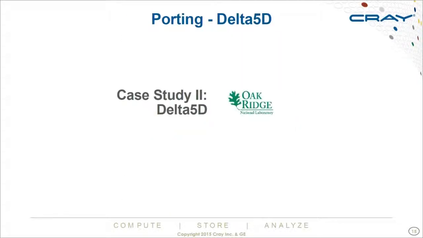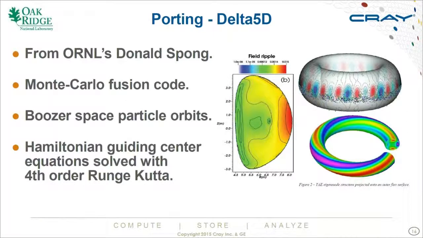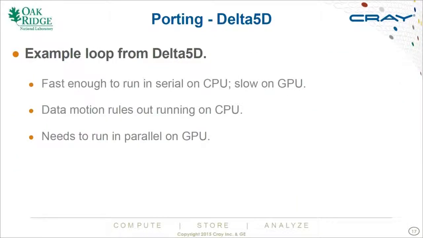The second case study is Delta 5D. It's a fusion code from ORNL's Donald Spong, and I apologize, I won't really talk about the Boozer space particle orbits. It's the science, and I'm just kind of focusing on the porting effort.